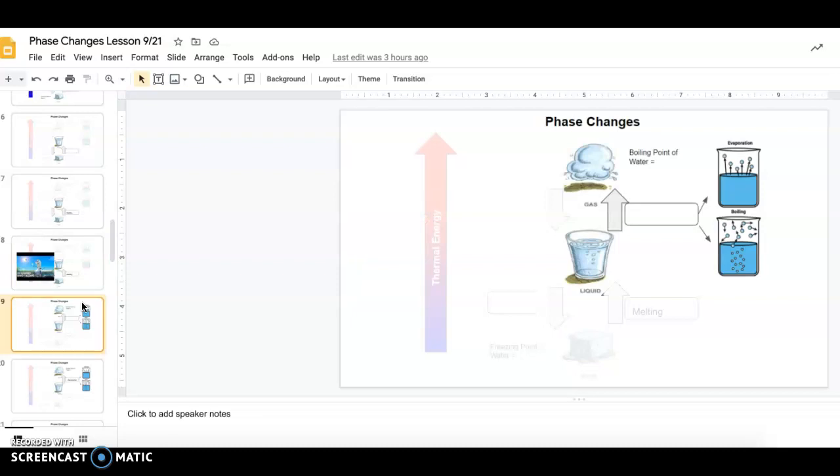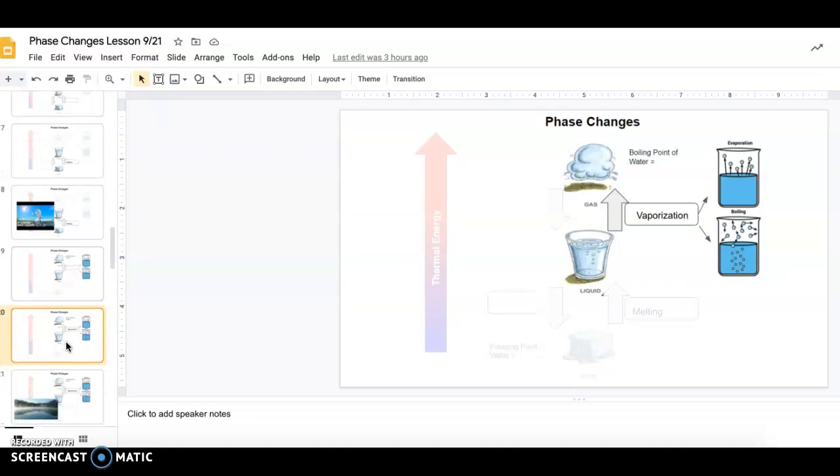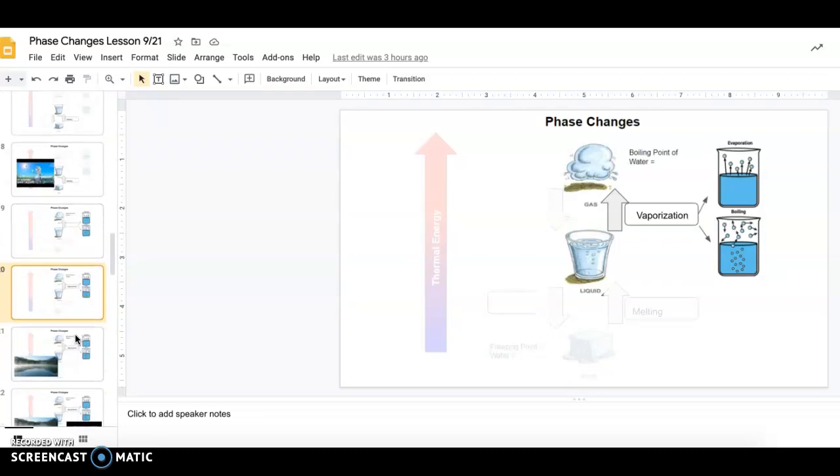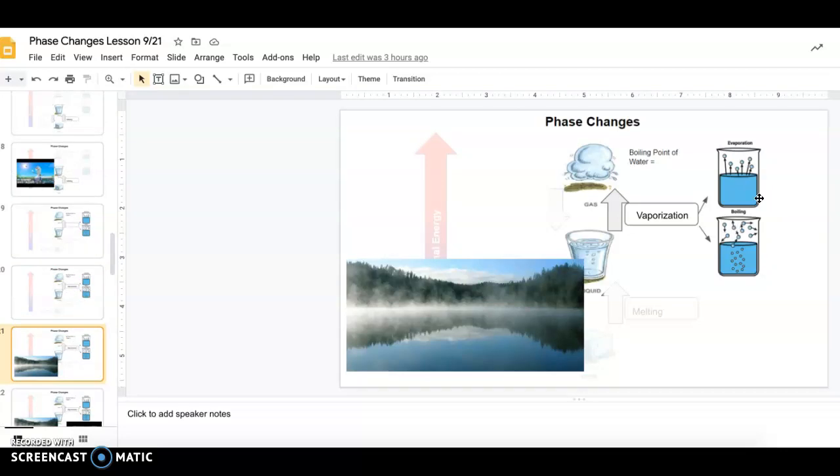The phase change from liquid to gas is called vaporization. And there's 2 types of vaporization. The first type is evaporation, which is vaporization only at the surface. So if I leave a glass of water out all day in the sun, we'd expect it to evaporate and eventually the water would disappear. It doesn't really disappear, it's just all evaporating.